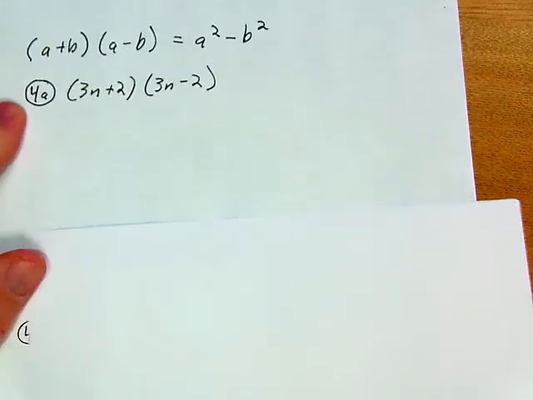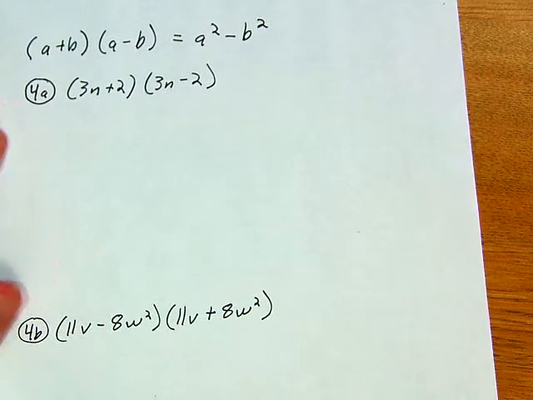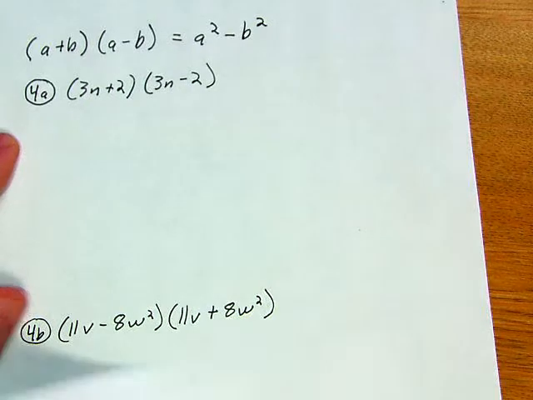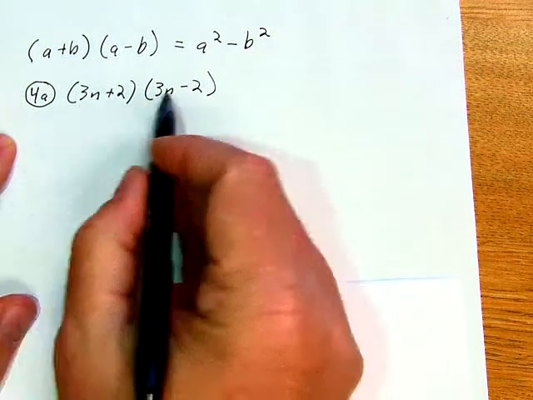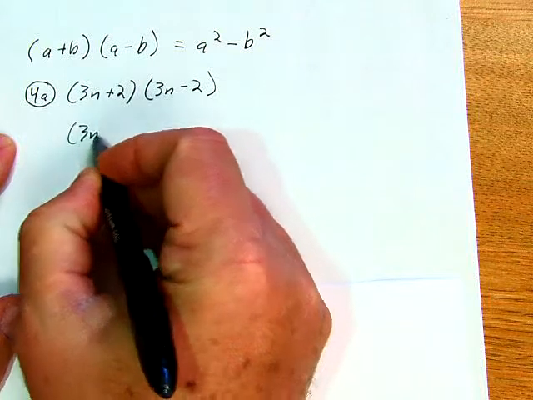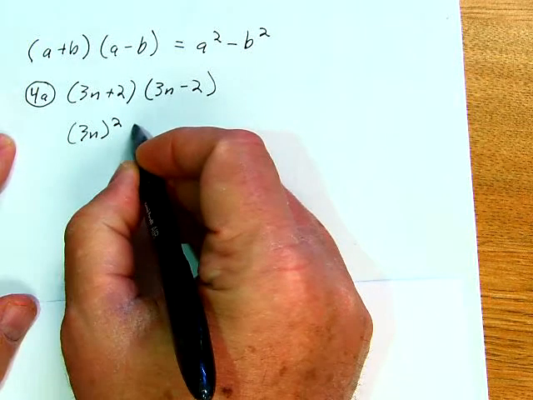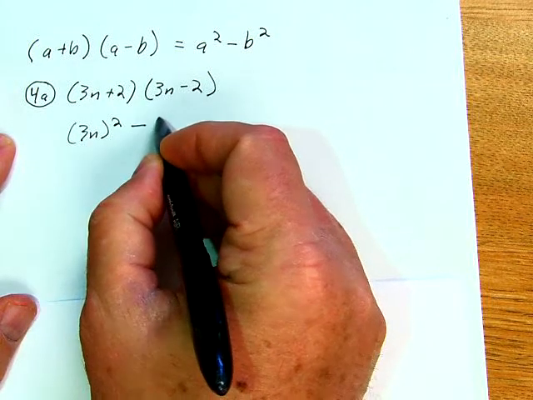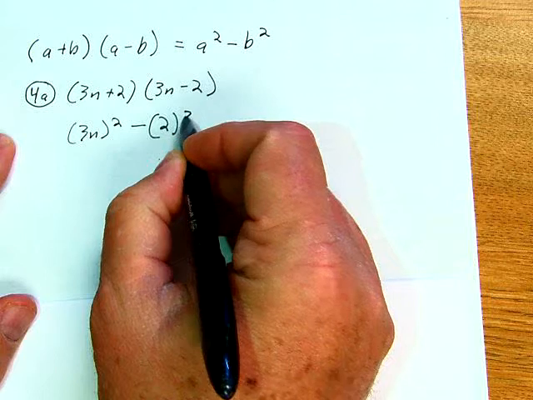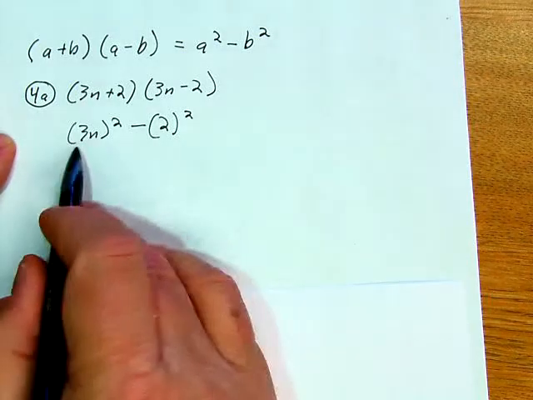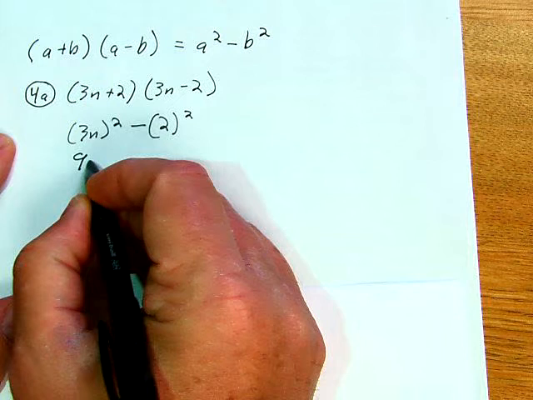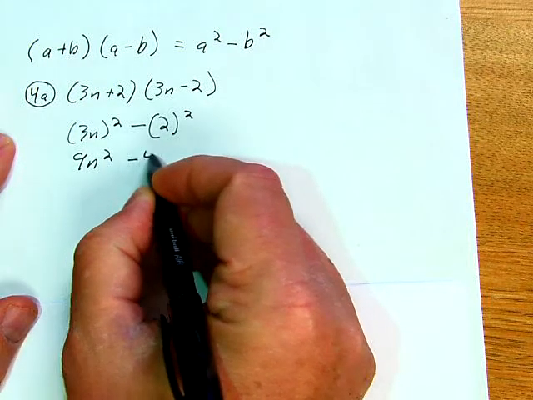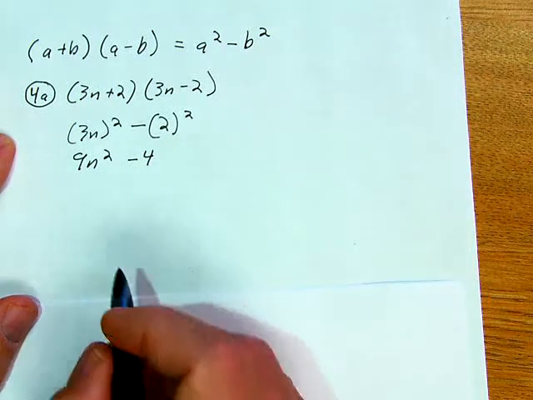All right, so here's what we want to do on this problem. We want to start by squaring the 3n and subtract the square of the 2, which is our a value and our b value. And we end up with 9n squared minus 4. Okay?